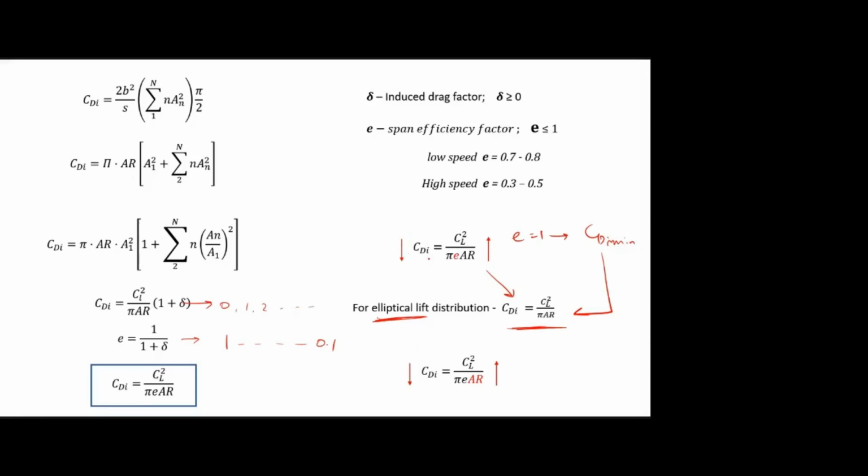So one way of reducing the induced drag is increasing the E or increasing the aspect ratio. Okay, instead of the low aspect ratio wing, you will go for the high aspect ratio wing to get less induced drag. That's it. This derivation also over.